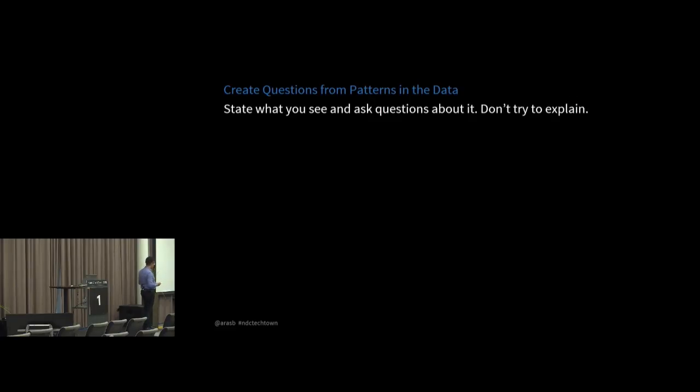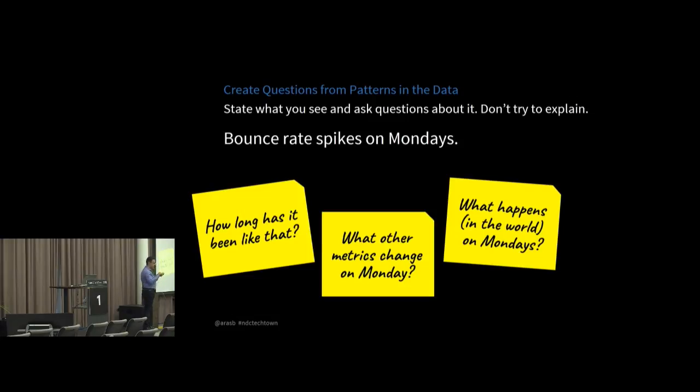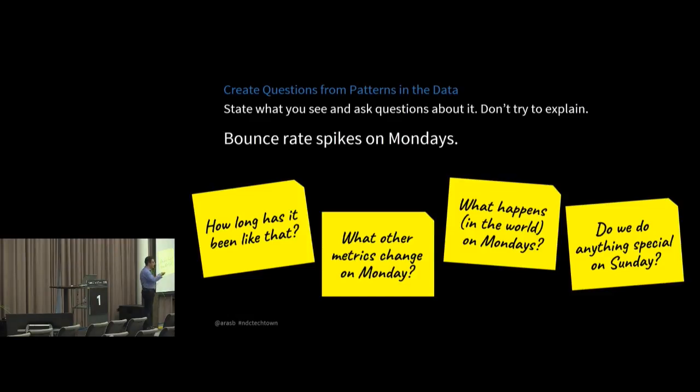So let me just give you one simple example. Let's say that you see that the bounce rate spikes on Mondays. The first questions that you may ask is, how long has it been like that? Is it a pattern, or did it just start to happen? What are the other metrics that change on Monday? Then you'll start looking around the phenomenon that you have identified. Maybe there is something in the real world that happens on Mondays. Maybe you are doing something on Sunday that affects that problem on Monday.